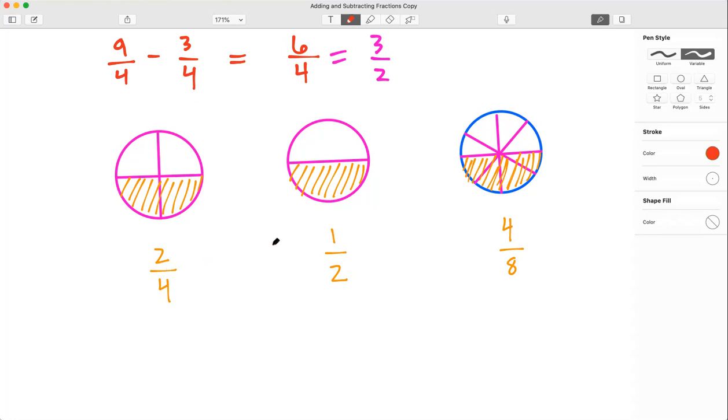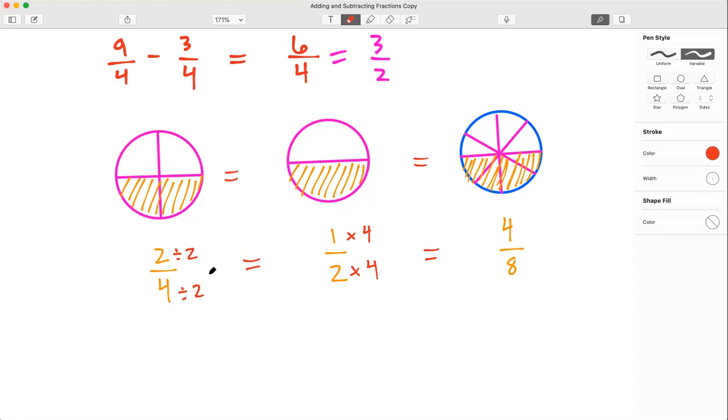All right, so 2/4 is the same as 1/2. It's equal to 1/2. 1/2 is equal to 4/8. These are all equal quantities. So in order to get from 2/4 to 1/2, I divided both top and bottom by 2. In order to get from 1/2 to 4/8, I multiplied both top and bottom by 4. You have to multiply the top and the bottom by the same number, or divide both top and bottom by the same number to keep the fraction equivalent, or else it's not going to work. You're going to get it wrong.